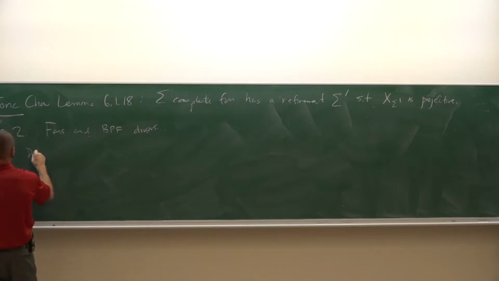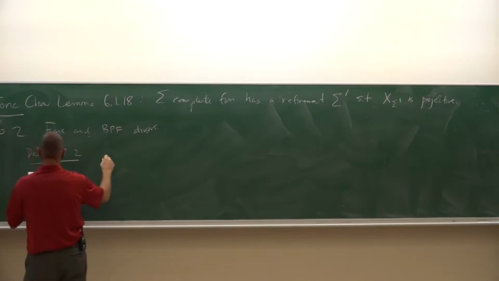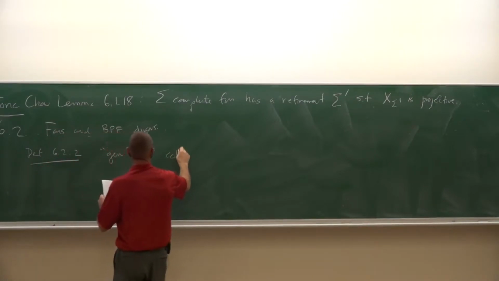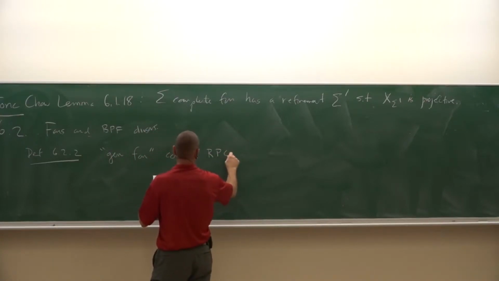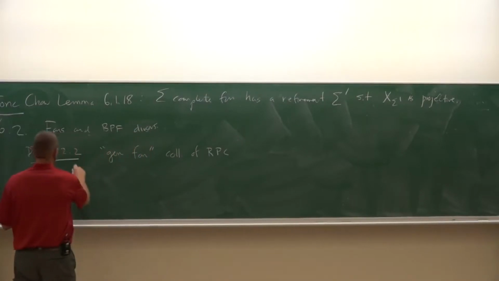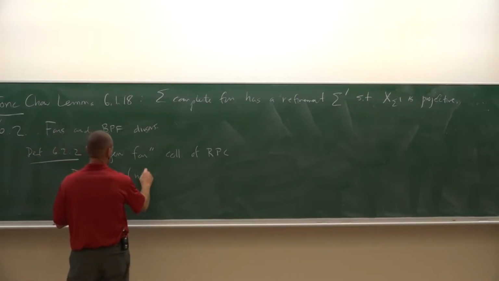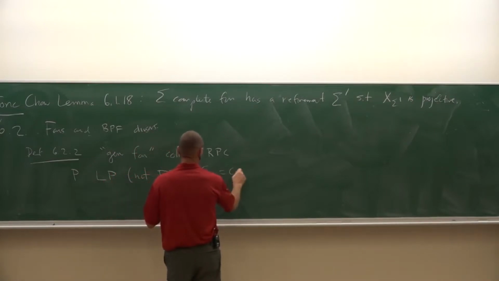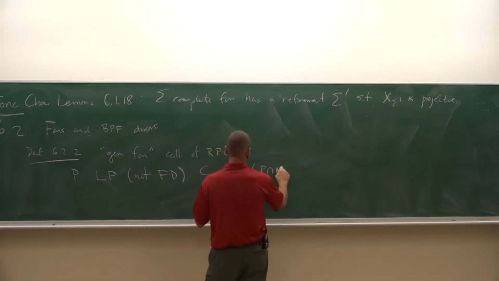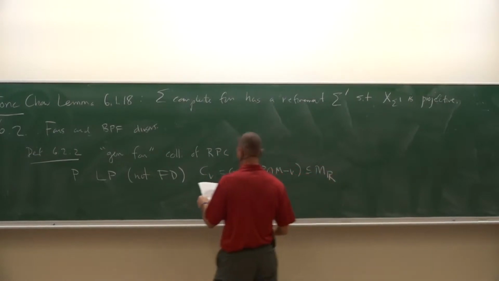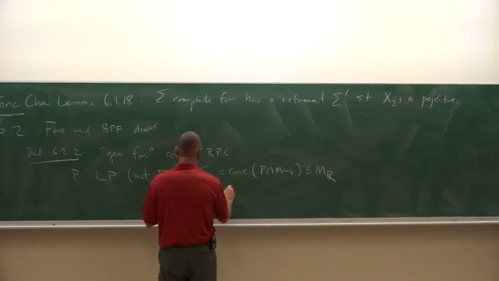Definition. So a generalized fan is a collection of rational polyhedral cones. So we're dropping the strongly convex, right? So we have a collection of rational polyhedral cones, we've dropped the strongly convex. If P is a lattice polytope, not dropping the full dimensional aspect of the lattice polytope, C sub V is the cone P intersect M minus V, contained in M sub R, where C sub V dual of sigma V is C sub V check.